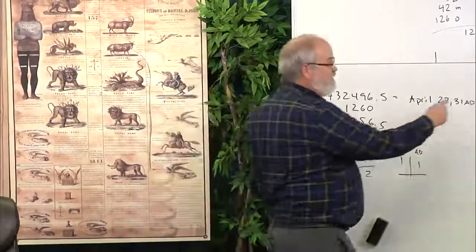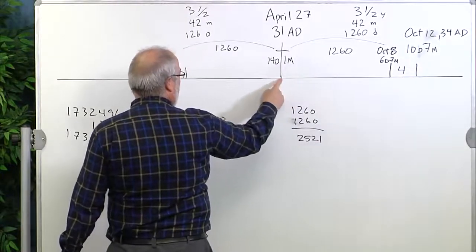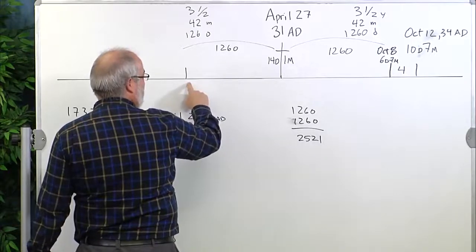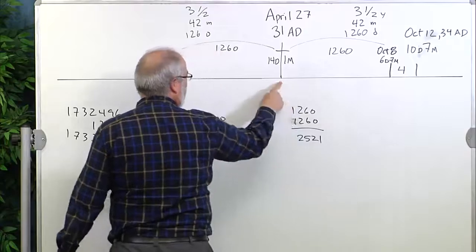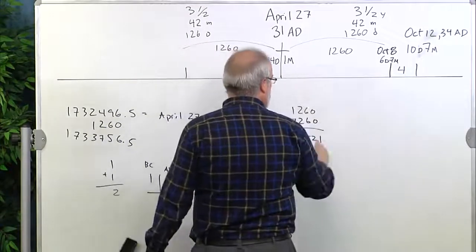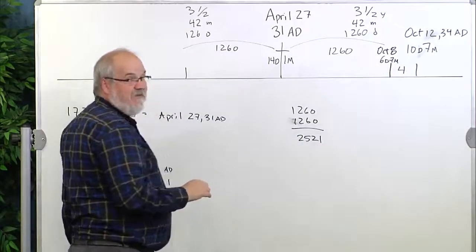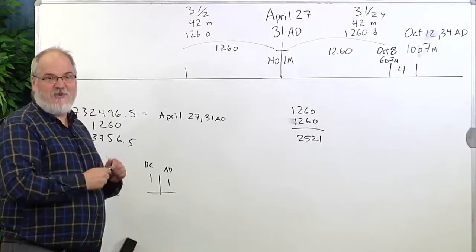That is, if this is 0, and I'm doing the same thing I did there, I would have 1,260 days on this side of 0, and 1,260 days on this side of 0. And so if I counted from here to here, just counted the days, I'd have 2,521 days. Does anybody not understand this?